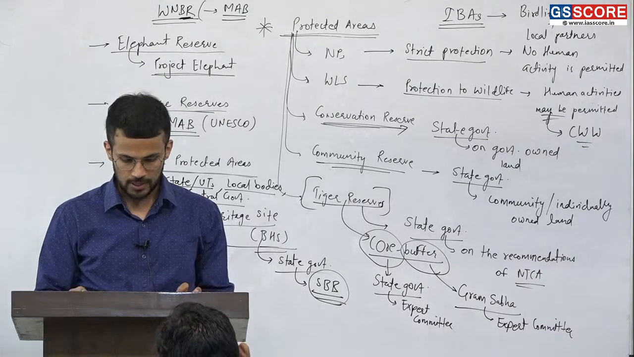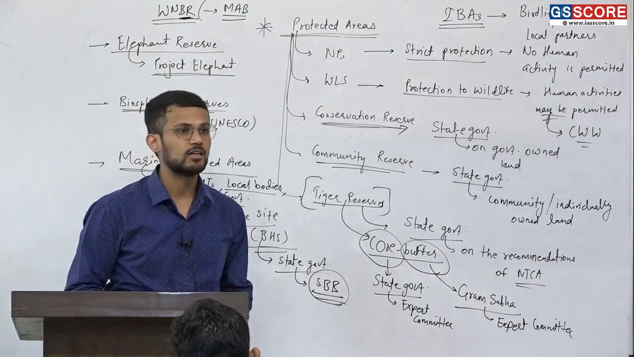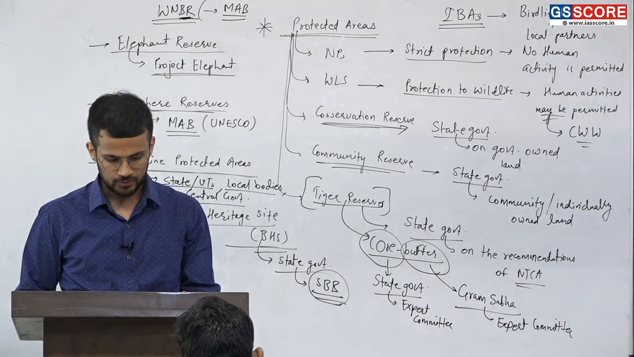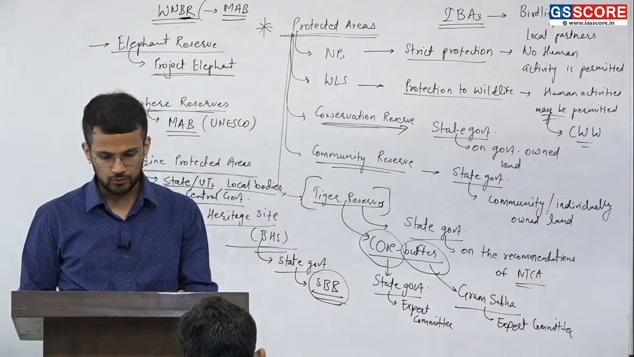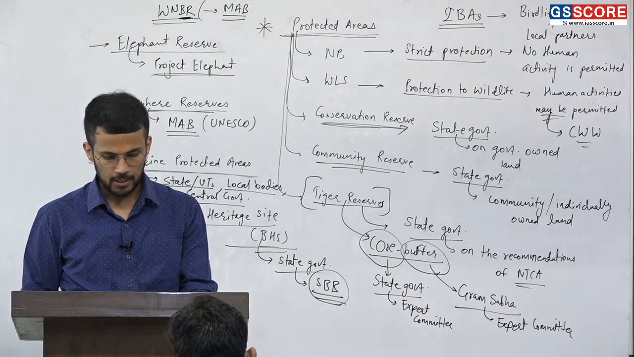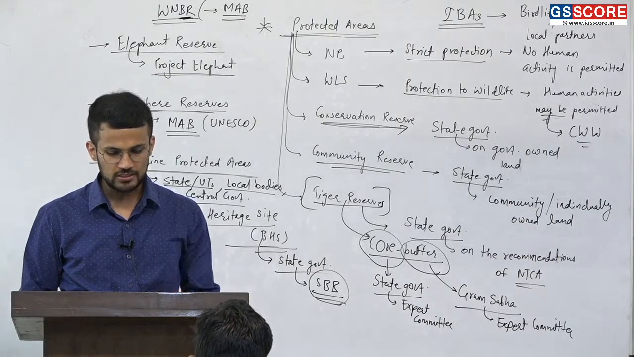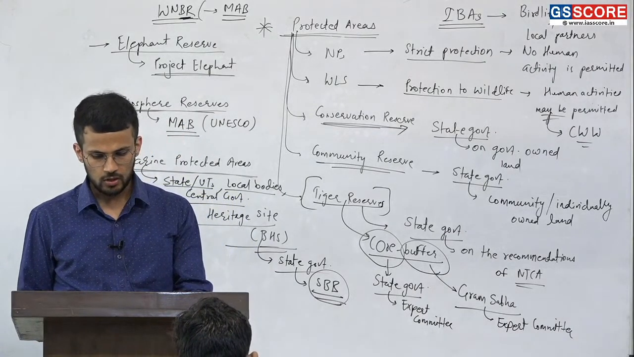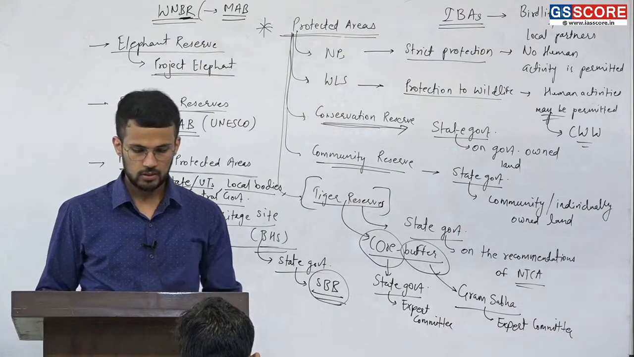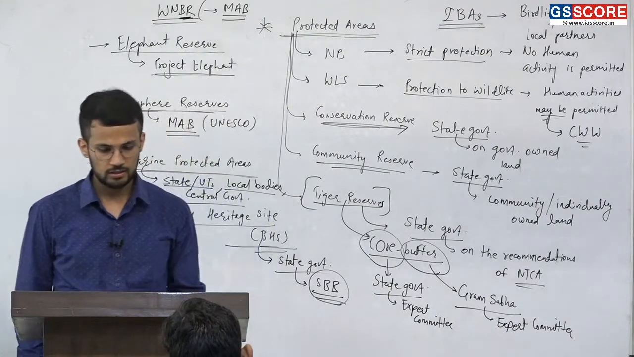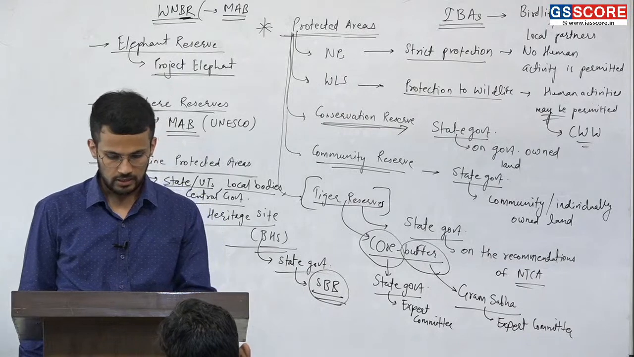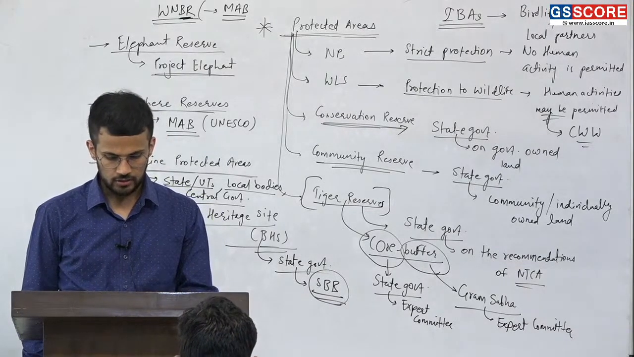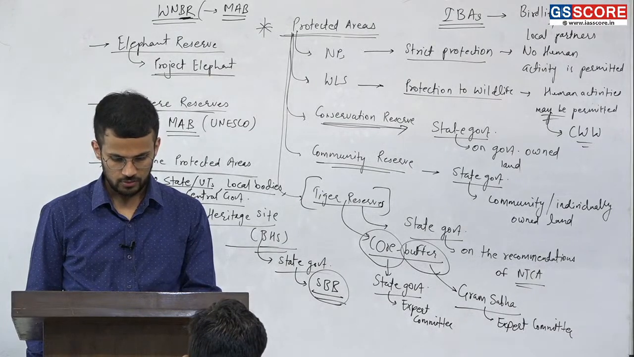Fine. Next. So it is also an important water bird habitat, and it is used as a breeding and nesting site by many aquatic as well as land-based birds. Which birds? Birds like Pallas's fish eagle, Indian skimmer, and common pochard. These are the birds, along with greylag goose, fine.